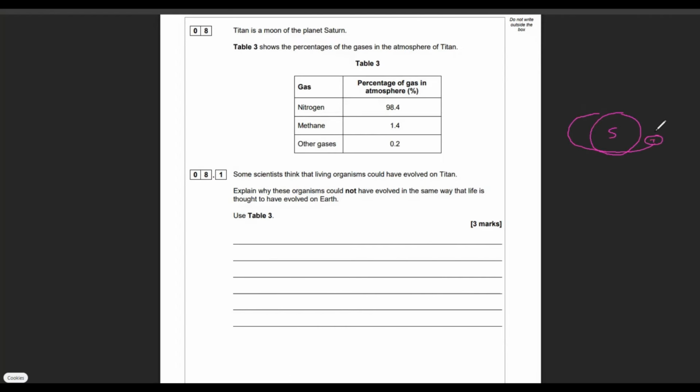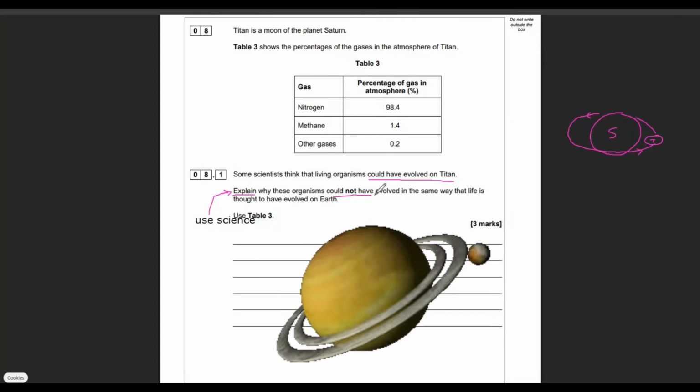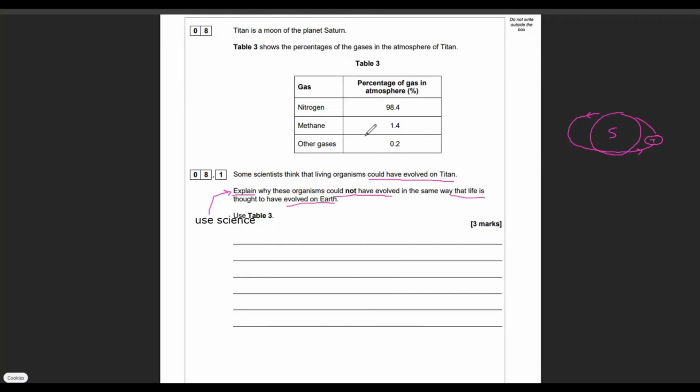It's worth 3 marks. So here's my little diagram of Saturn, and here with the little t is Titan. A moon orbits a planet. Obviously, the gravitational pull of Saturn pulls Titan around along with loads of other moons. But why is it, looking at that atmosphere, Titan, life, if it's evolved on Titan, could not have evolved in the same way as life on Earth? And when they use the word explain, you have to use science. And so you have to use your science knowledge.